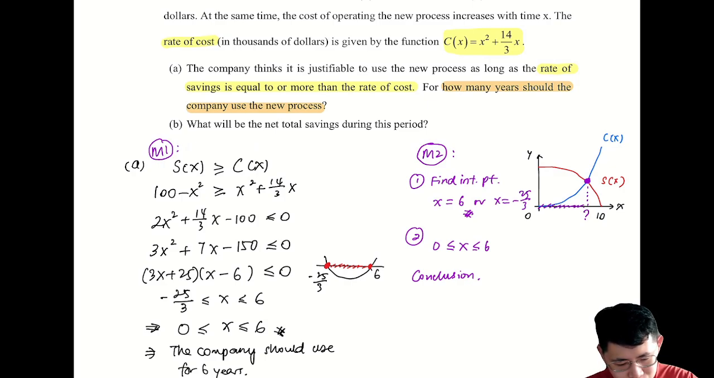Okay, so part 2 over here. Part 2, what will be the net total savings during this period? So the net total savings during this period would mean that between these 6 years, what would be the savings? And actually, where do the savings come from? Savings actually come from this thing over here, where we get the amount of sales minus the cost, something like that.